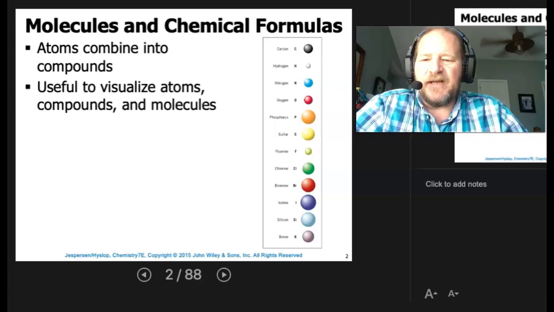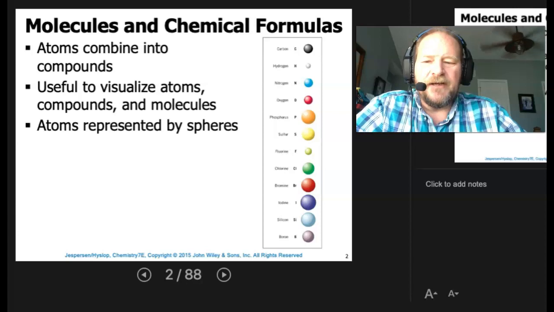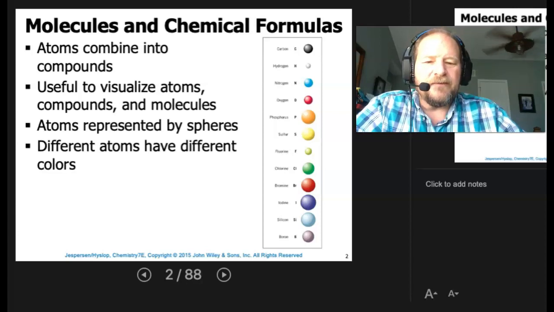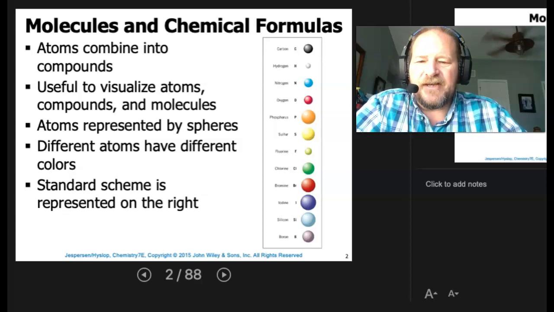So it's useful to visualize atoms, compounds, and molecules. So your atoms can be represented by a sphere. And then, of course, if we have different colors for different atoms, it kind of gives the idea of two different things coming together. So your standard scheme is over here on the right.